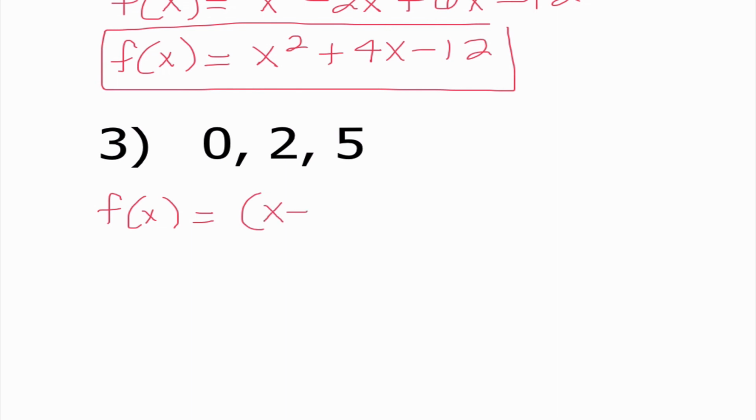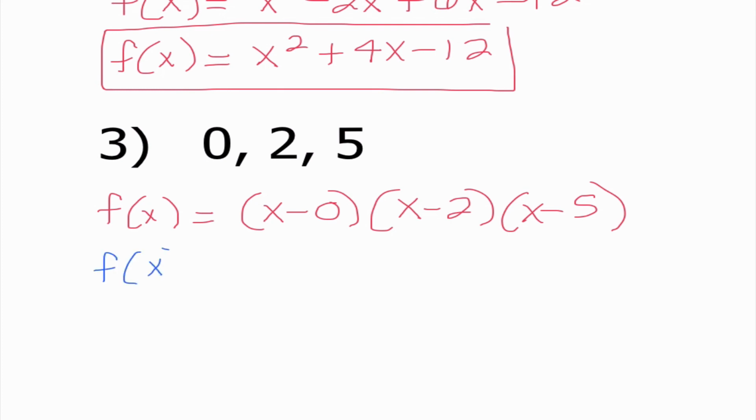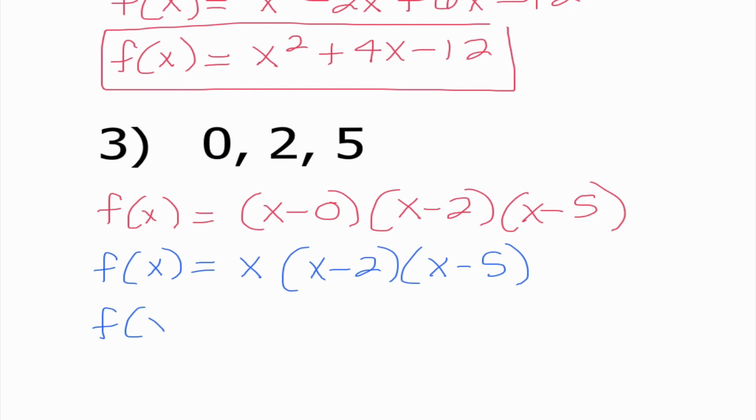So I'm going to write x minus 0, or if you just wrote x, that's fine, but I am just trying to be consistent here, times x minus 2 times x minus 5. So that's our factored form. When I'm simplifying this, I have x times x minus 2 times x minus 5. Now, I always tend to FOIL first and then distribute the x after that.